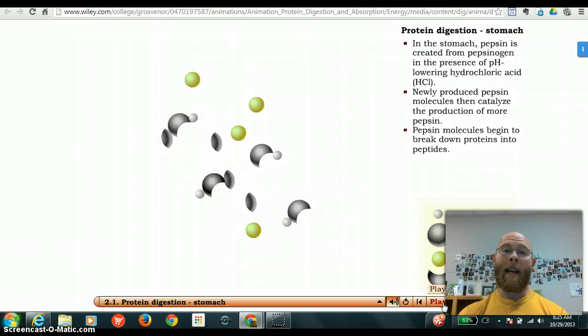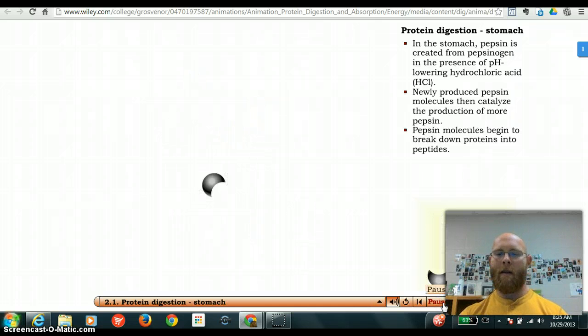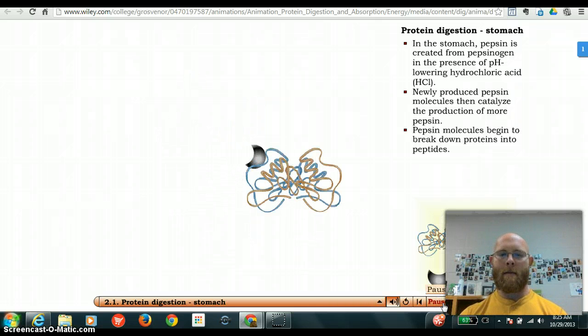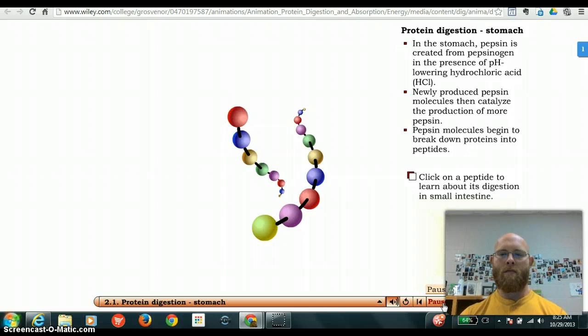Again, they're called peptides, named after the type of covalent bond that holds them together. The amino acids are held together by covalent bonds called peptide bonds, so they call them peptides. Sometimes they call them polypeptides, dipeptides, tripeptides, and oligopeptides if you want to get real technical. Like we talked about before, those prefixes just determine the number of amino acids in the chain. All right, we'll click on a peptide here.